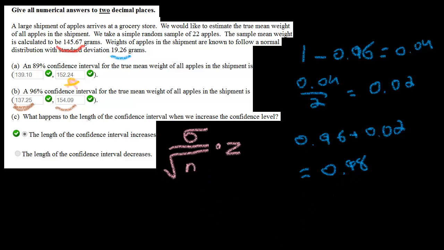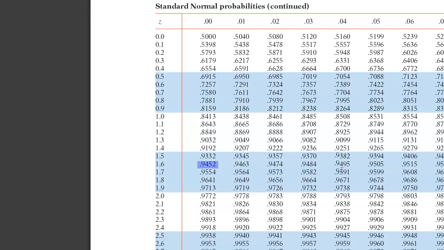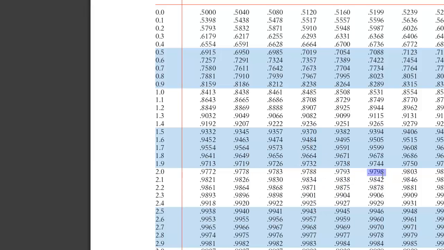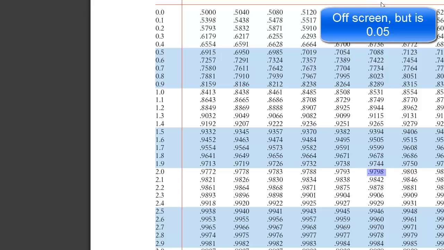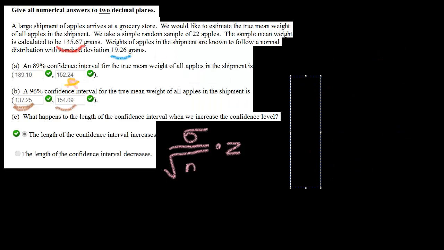So let's go back to our trusty table here and try to find something that's close to 0.98. This right here seems to be the closest actually. Checking towards the left, we have 2.0. Checking towards the top, we have 0.05. Combining those two together, we have 2.05, and that is going to be our z-score. We now know the z-score. The z-score is going to be 2.05.